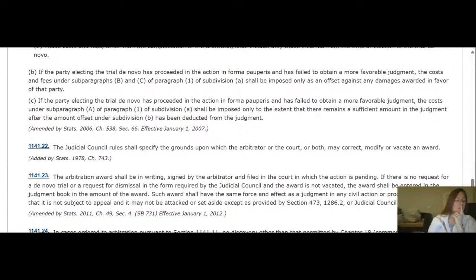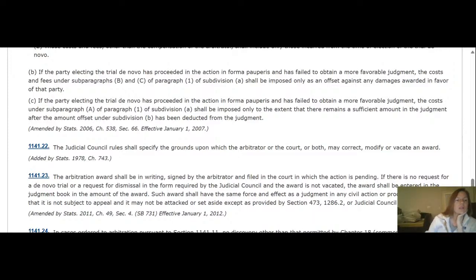1141.20. Where do I write this down? Here? This has to do with post-arbitration trial de novo penalties, if the outcome is less favorable, whatever, something like that. Where was I?